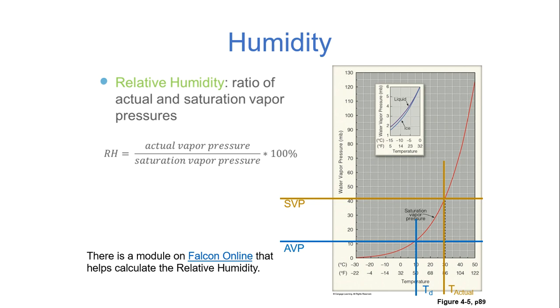Now, the relative humidity is the ratio between these two. So we saw here that the actual vapor pressure from this graph was about 12 millibars, while the atmosphere has a capacity of about 42 millibars. So relative humidity would be the ratio of actual vapor pressure to saturation vapor pressure times 100%. So actual we saw was 12 millibars, saturation was 42 millibars.